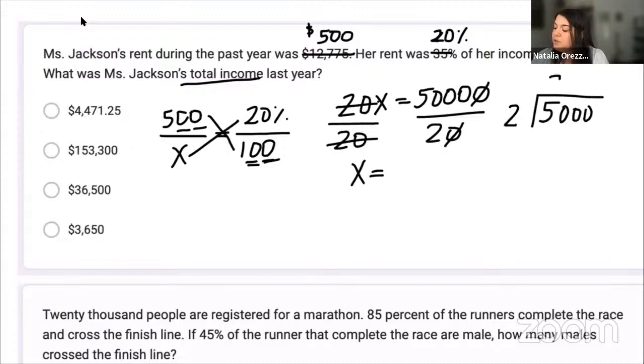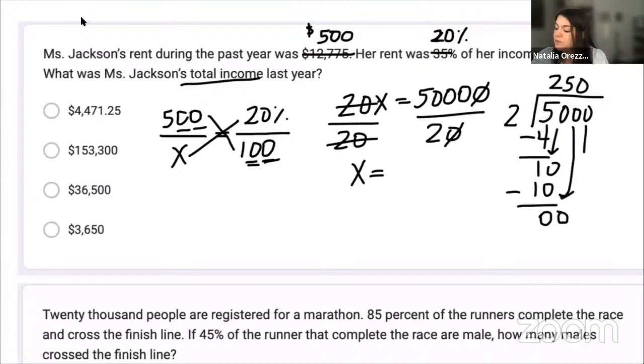2 goes into 5 2 times. 2 times 2 is 4. 5 minus 4 is 1. I bring down my 0. 2 goes into 10 5 times. 2 times 5 is 10. 10 minus 10 is 0. But I still have my zeros to bring down. 2 goes into 0 0 times. 1 more 0. 2 goes into 0 0 times. So my answer here is 2,500.